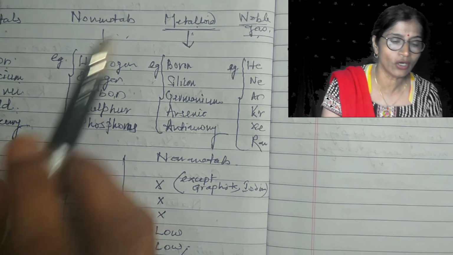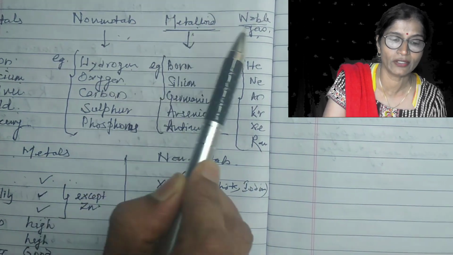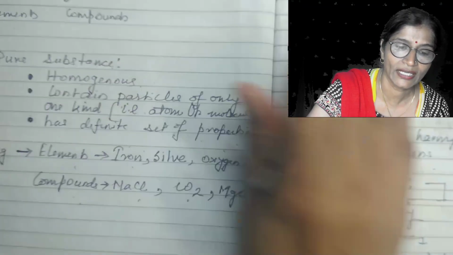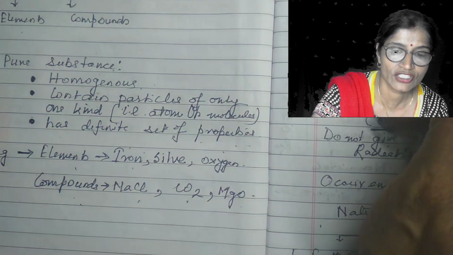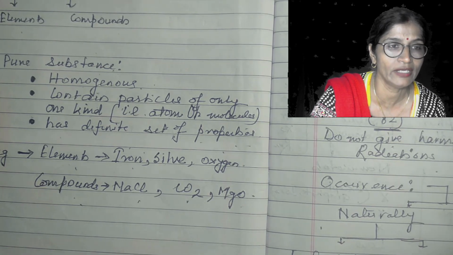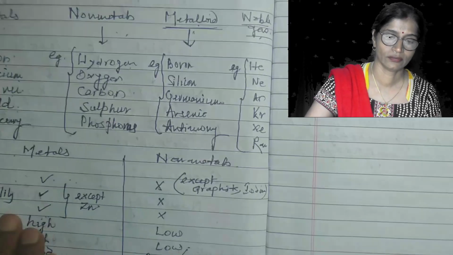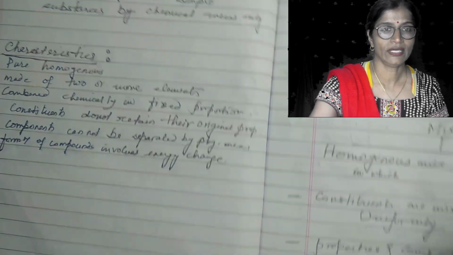So this is all about elements classified as metals, non-metals, metalloids, and noble gases. And the characteristic of the elements, I said to you, is that they are pure substances made up of one kind of particles which cannot be broken into two or more simple substances by any physical or chemical means. Okay.